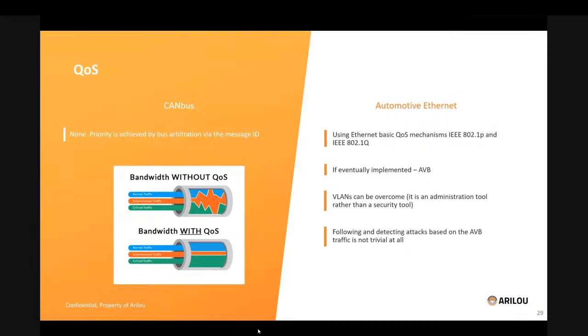Quality of service comes from a few reasons. One of them is keeping the media in sync. So there are some Ethernet add-ons like IEEE 802.1p and Q, providing VLANs and quality of service, very rudimentary, very simple, nothing to write home about.